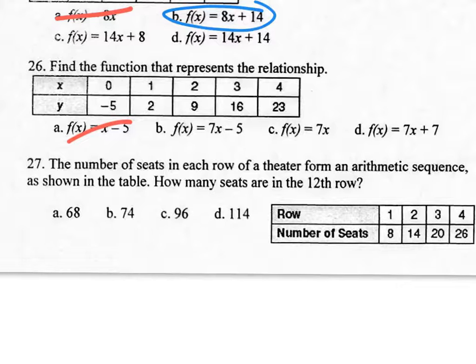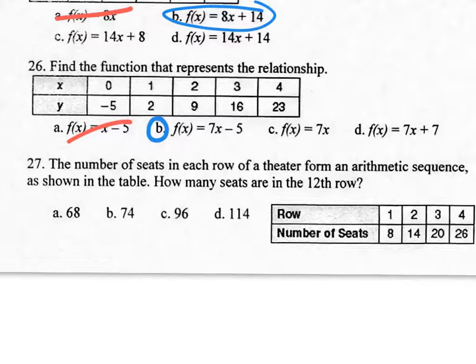So 26 is B, because if you input 0 right here, 7 times 0 is 0, and 0 minus 5 is negative 5, the output. If you input 1, 7 times 1 is 7, take away 5 is 2, the output. If you input 2, 2 times 7 is 14, minus 5 is 9, the output. If you input 3 right there, 7 times 3 is 21, 21 take away 5 is 16, the output. So you can see that B is the only one that produces that entire input-output table.